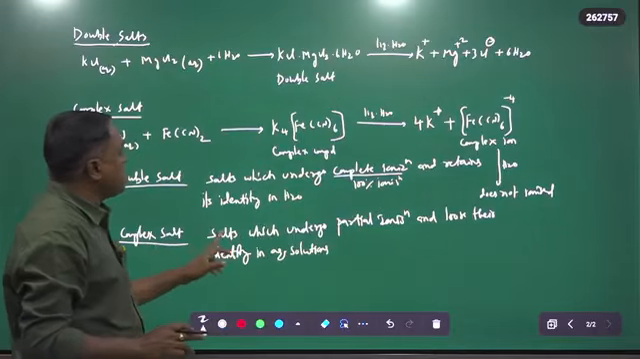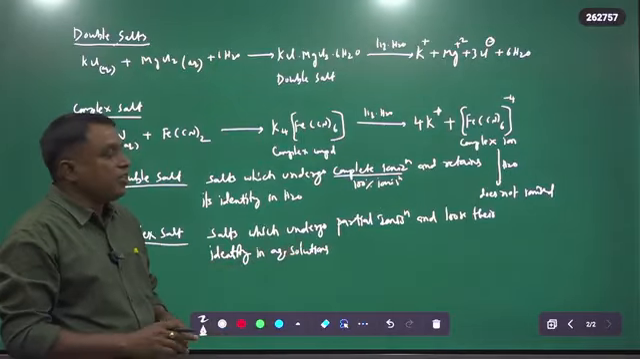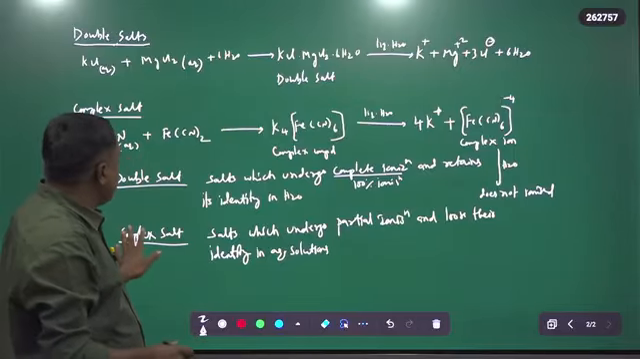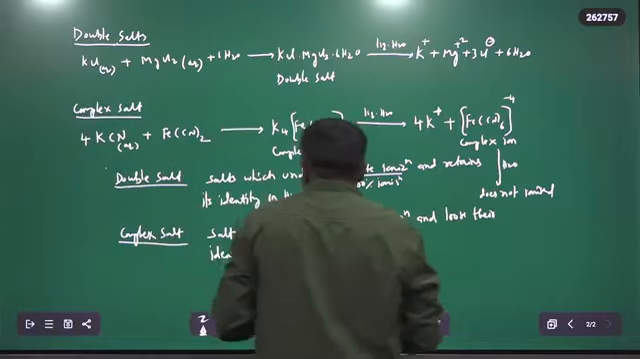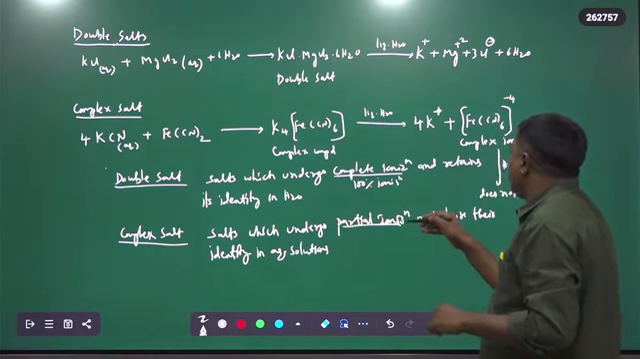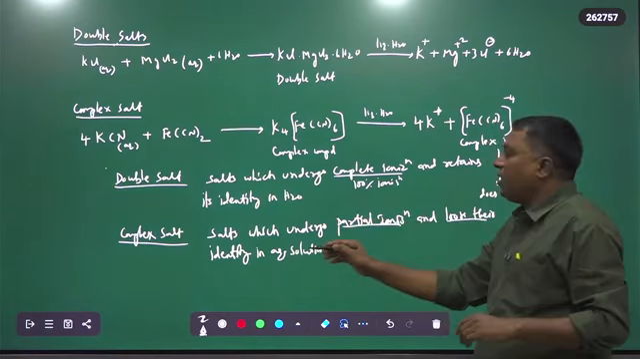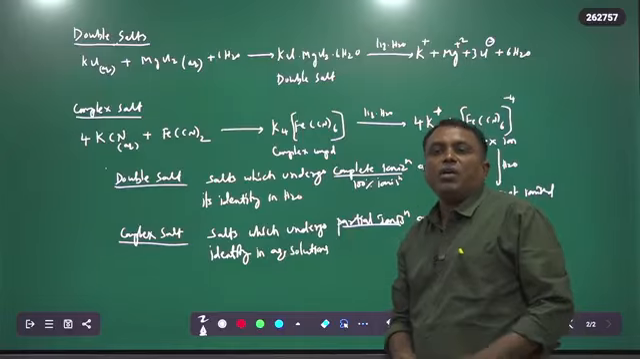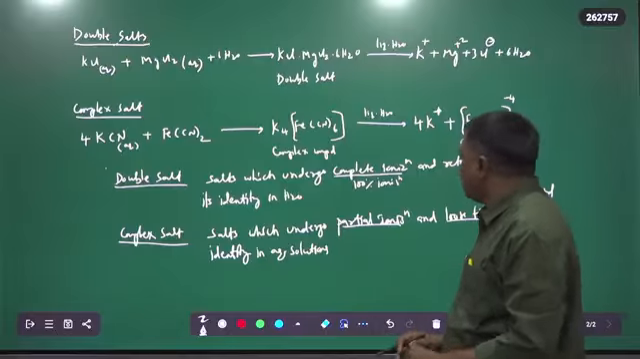Therefore, salts which undergo partial ionization and lose their identity in aqueous solution are defined as complex salts. A complex salt is defined as a salt which undergoes partial ionization and loses its identity in aqueous solution. So this is the major important difference between the complex compound and the double salt.